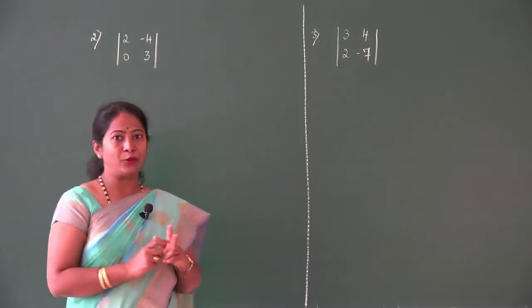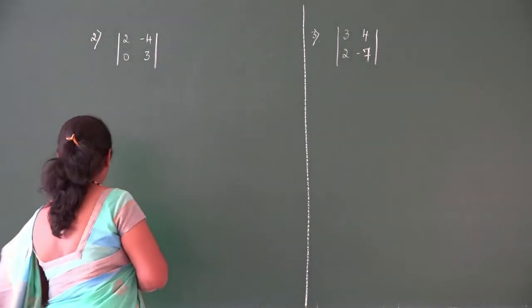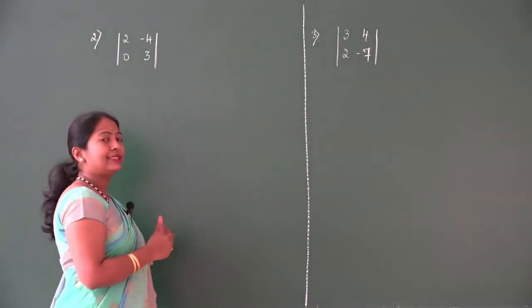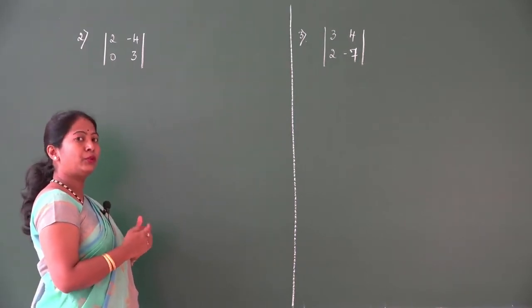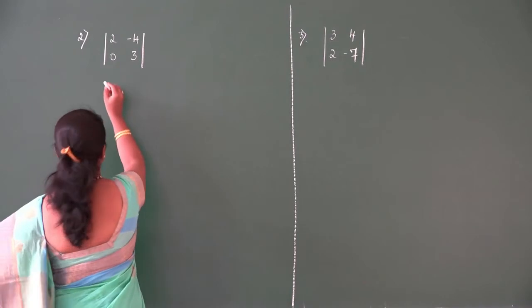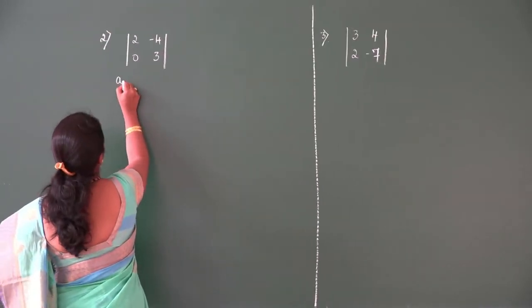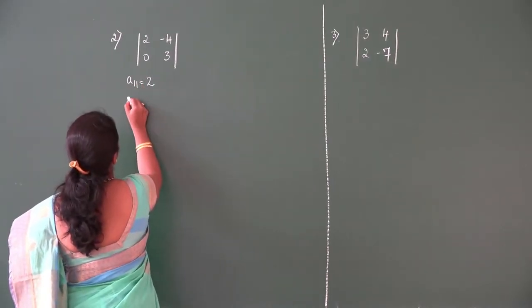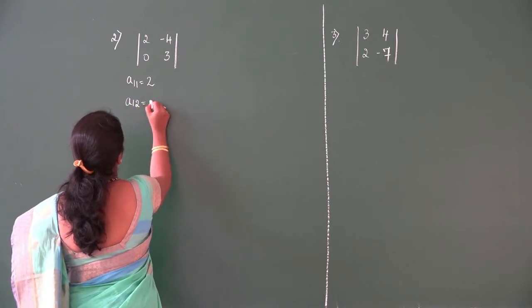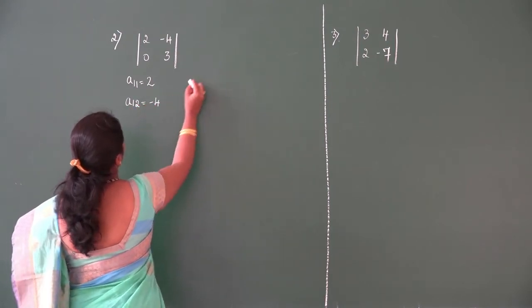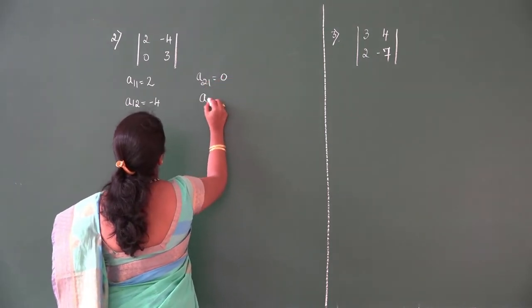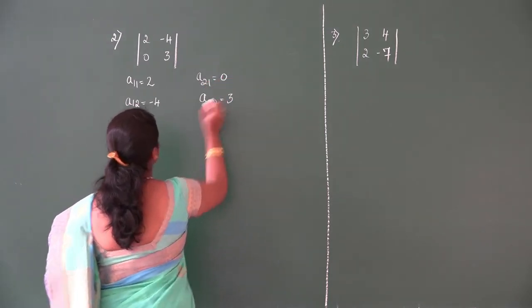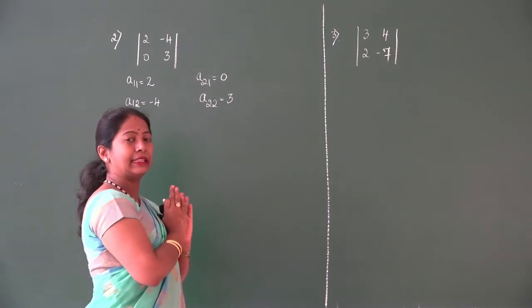Moving on to the second problem, we have determinant of 2, minus 4, 0, 3. As I mentioned earlier, the elements are denoted by A11, A12, A21 and A22. So in this problem, what is A11? That is 2. What is A12? Minus 4. What is A21? 0. What is A22? This is nothing but 3. These are the elements present in the determinant.